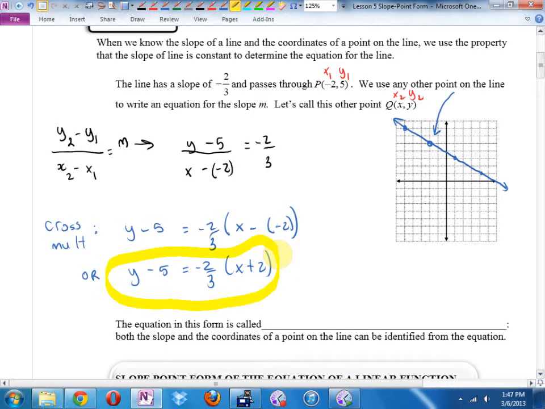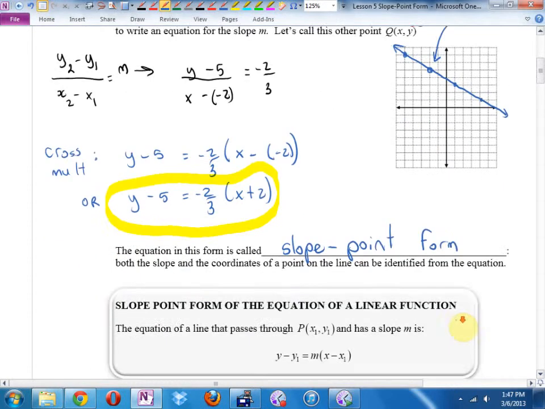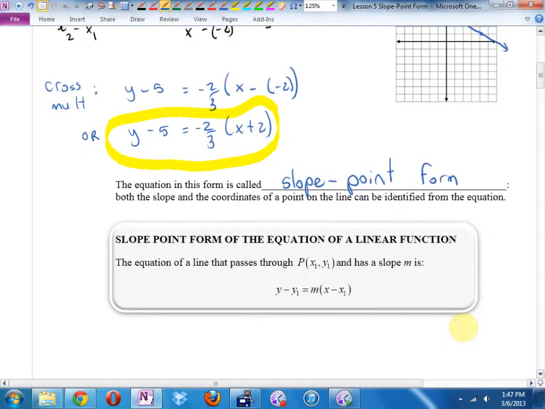In fact, here is the generic form. We call an equation of this form here slope point form. Why? Because you can see the slope and you can see a point, but you have to take the opposite numbers for the points because there's a minus sign in front of them already. Point slope form looks like this. Y minus y1, where y1 is the y-coordinate of the point that you know.